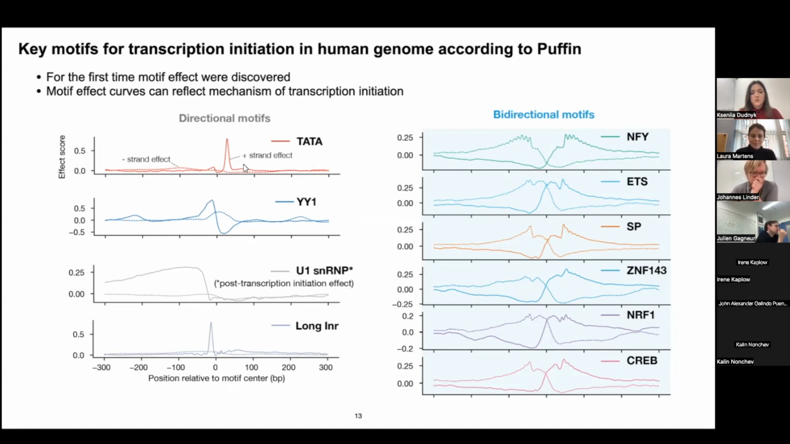So directional motifs have a strong effect on one strand, but a very different effect on the other strand. Examples of directional motifs are the TATA motif. And as expected, it activates transcription 30 base pairs downstream of the motif. Another example is YY1. And here is also that motif that we call lone initiator. This is why we call it lone initiator, because it has a strong activation within the motif length. And there are another 6 motifs that have a symmetrical effect on both strands. So we call them bidirectional motifs.